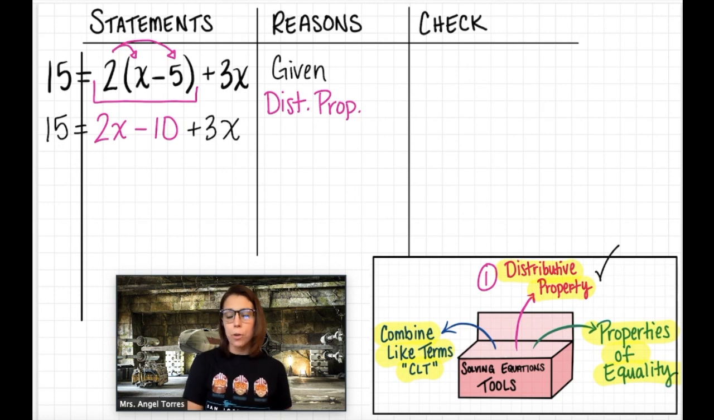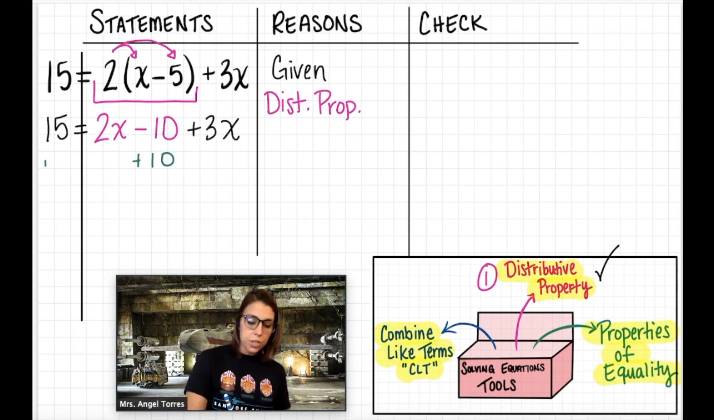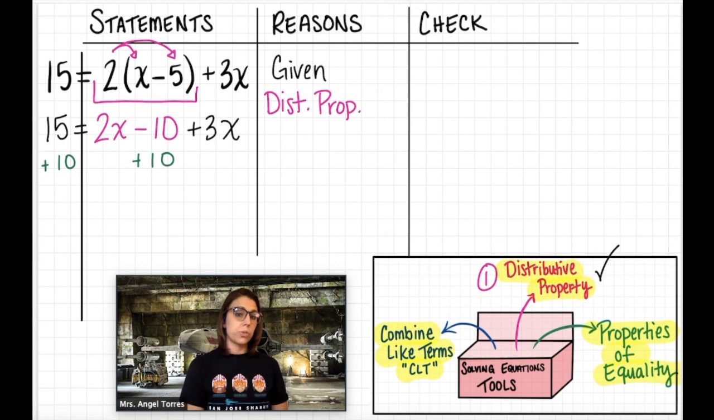I don't have any other parentheses to work with. What tool do you think we would use next? Well, believe it or not, you've got options. If you wanted to use combine like terms next, you would look at the 2x and the 3x and hope to combine them. Or if you want to use properties of equality next, you could add 10 to create a zero term and then continue solving.